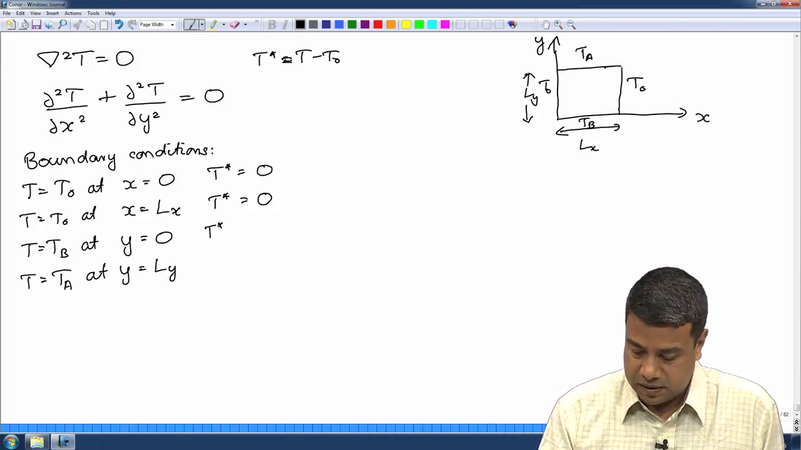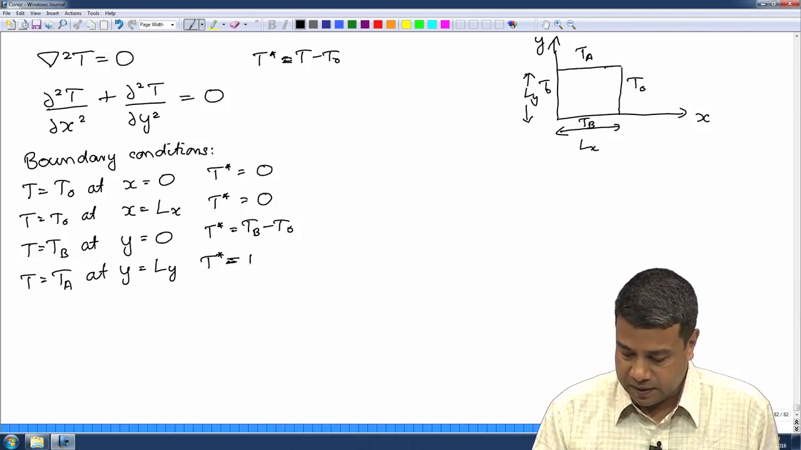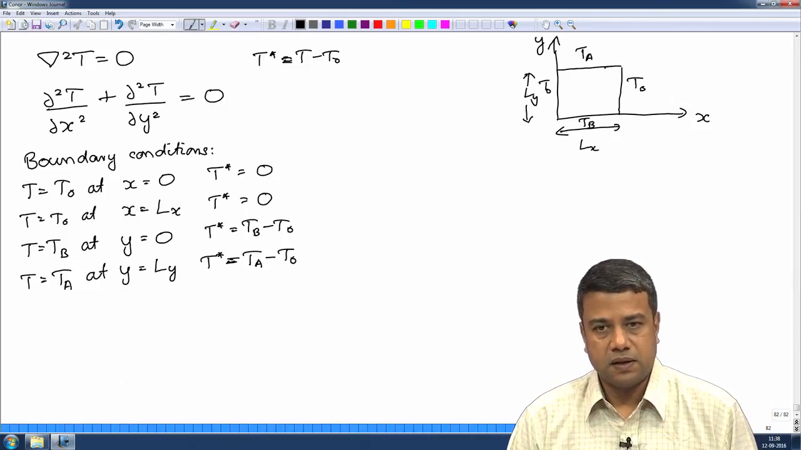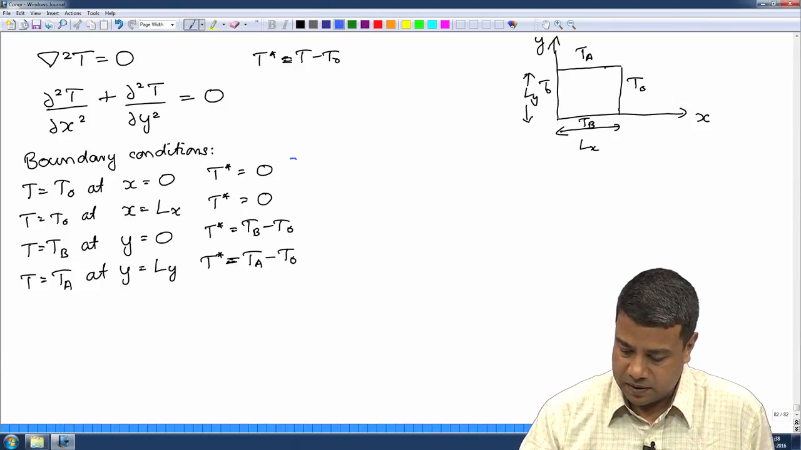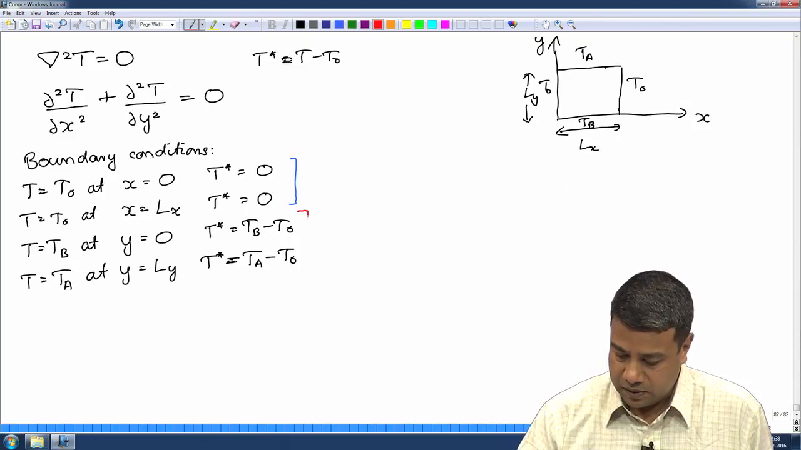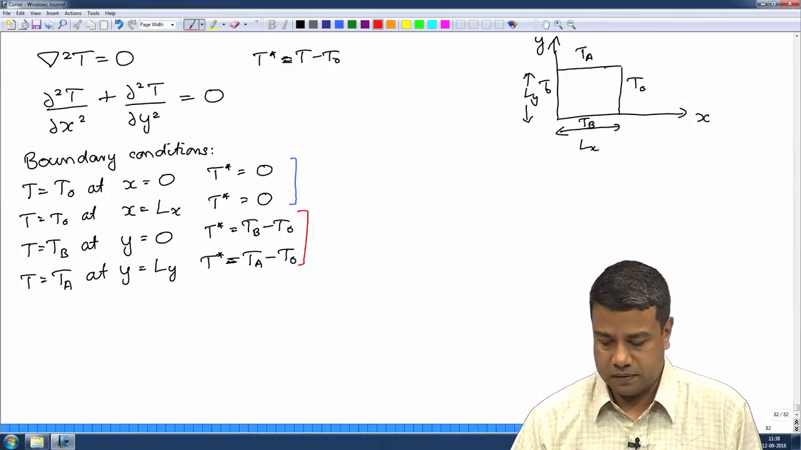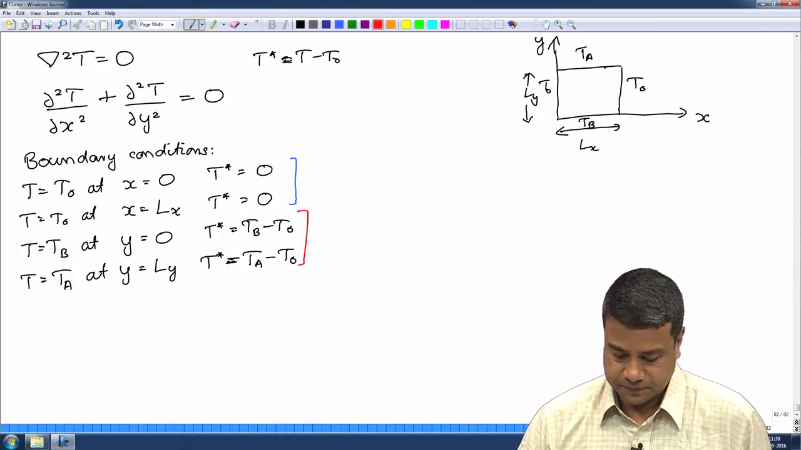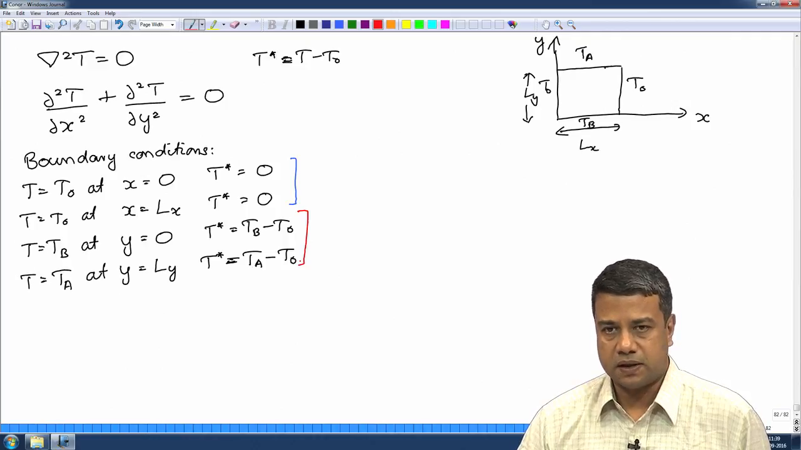T star is equal to Tb minus T naught at y equal to 0 and T star is equal to Ta minus T naught at y equal to Ly. So, that becomes the inhomogeneous direction. I have homogeneous boundary conditions along the x coordinate and the inhomogeneous driving is along the y direction, because I have non-zero temperature boundary conditions at y equal to 0 and y equal to L. So, now I have made one direction homogeneous and therefore, I can go ahead and try to solve the problem.